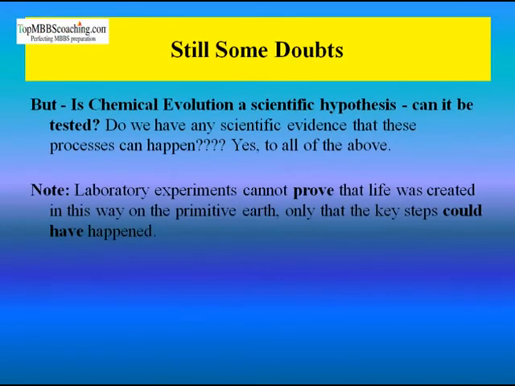That is, is chemical evolution a scientific hypothesis? Can it be tested? Do we have any scientific evidence that these processes can happen? Yes, to all of the above. But laboratory experiments cannot prove that life was created in this way on the primitive earth, only that the key steps could have happened. So, chemosynthetic theory or chemical evolution theory is also not satisfactory to explain the origin of life.